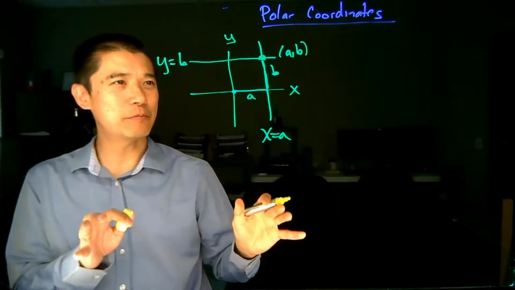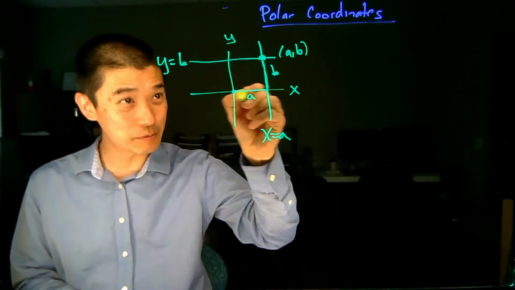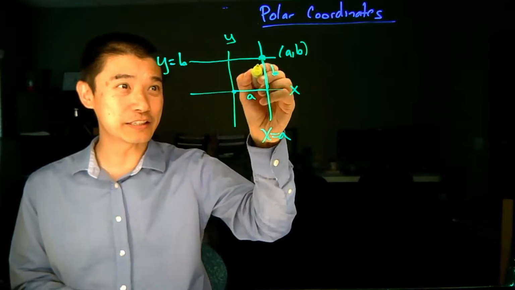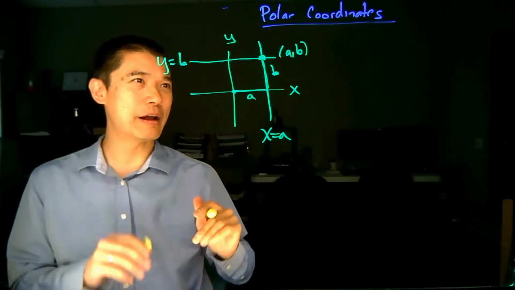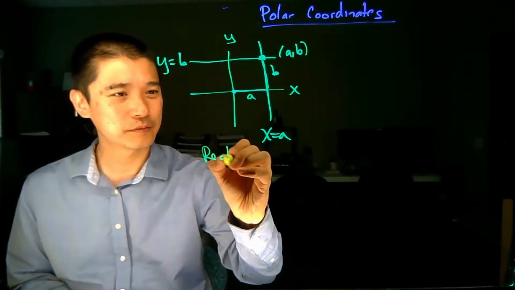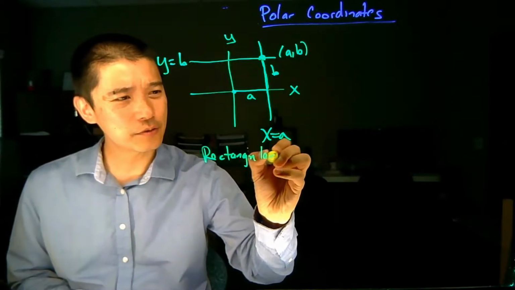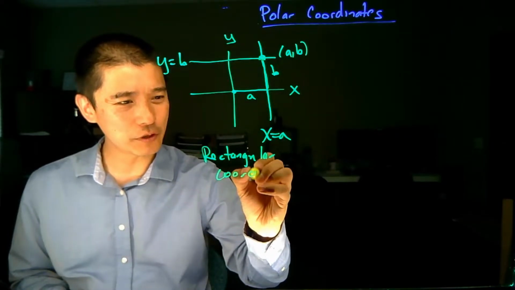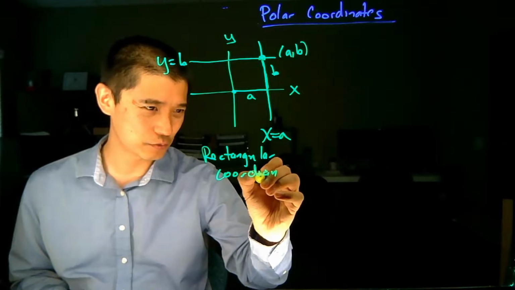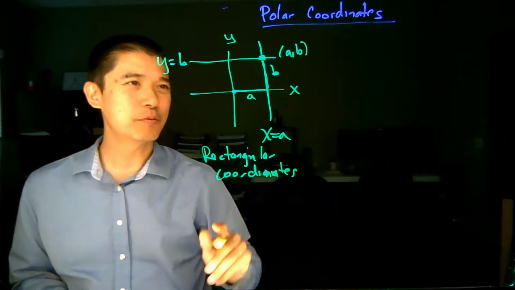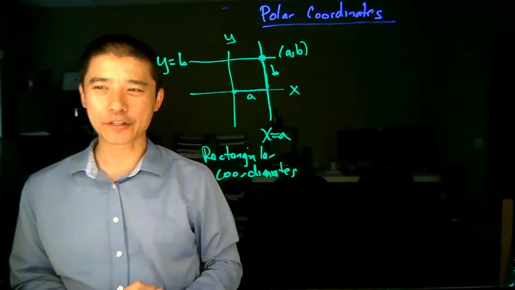And this is why it's known as rectangular coordinates: when we look at the shape that we get when we draw these lines, we get rectangles. And so that's why we have rectangular coordinates. This is the general idea we have for coordinate systems: we need to find a way of describing different points on the plane.